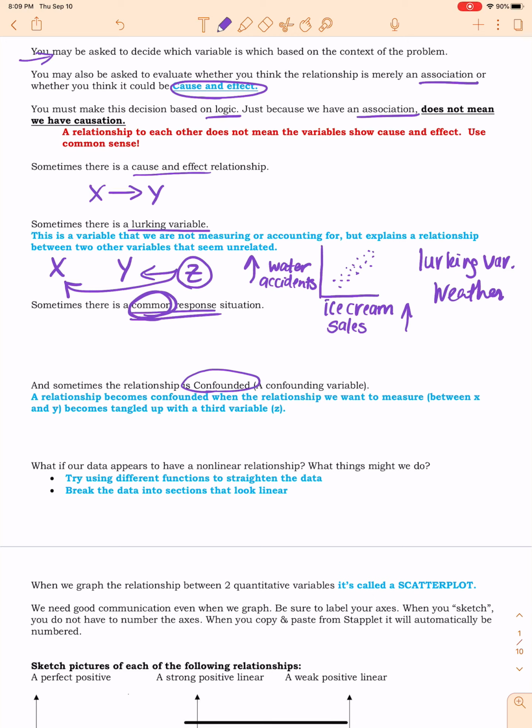So then we also have a situation called a relationship that can become confounded. What does that look like? Well, with this one, it's something that gets tangled up with a third variable. Again, now x and y, y is being acted upon by x, so they've got a relationship, an association, but z is also acting on y. So how do we know what y is responding to? We don't.